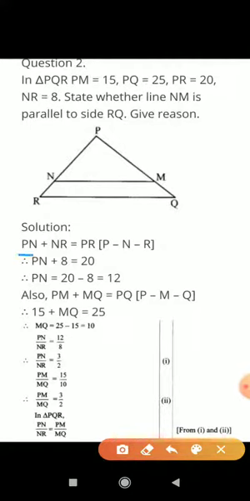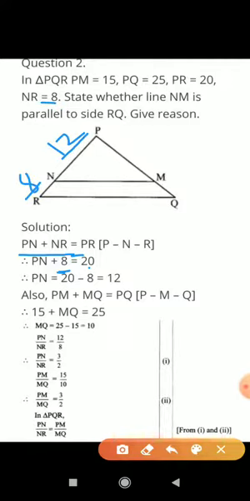So PN plus NR is equal to PR. Put the values: PN is not given, NR is 8, and total PR is 20. So PN is equal to 20 minus 8, so PN becomes 12. So this distance PN is equal to 12, and NR is given, NR is 8.